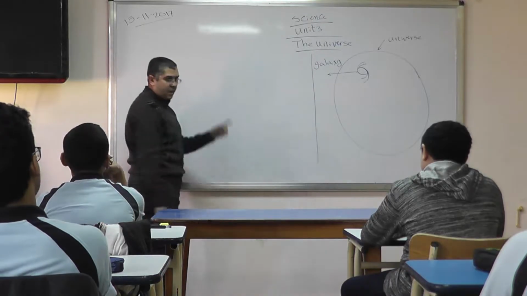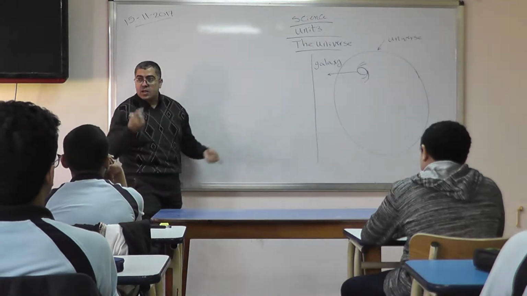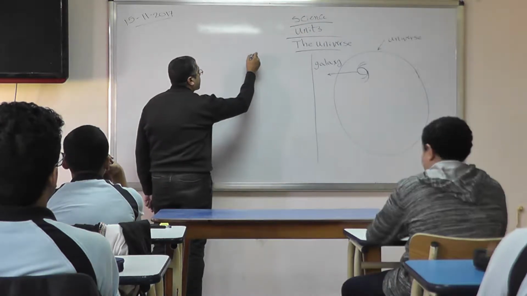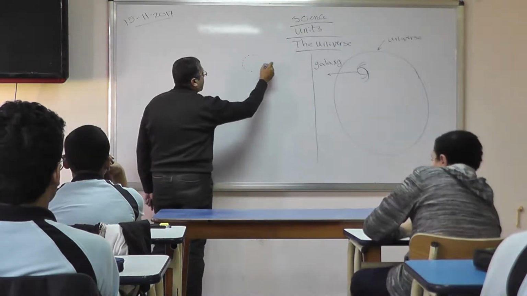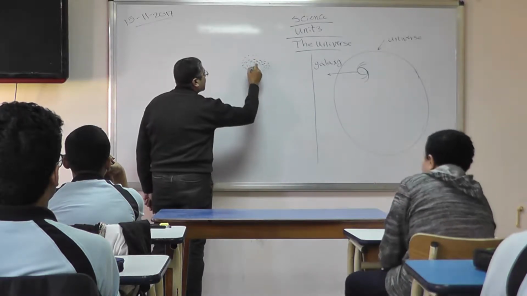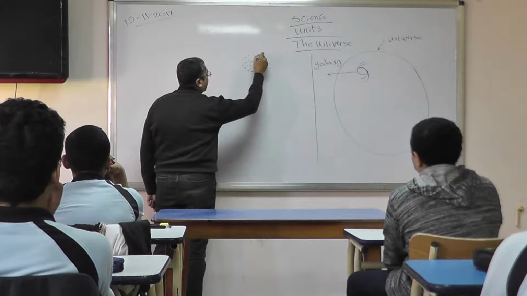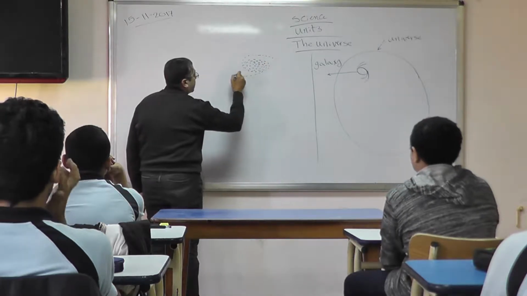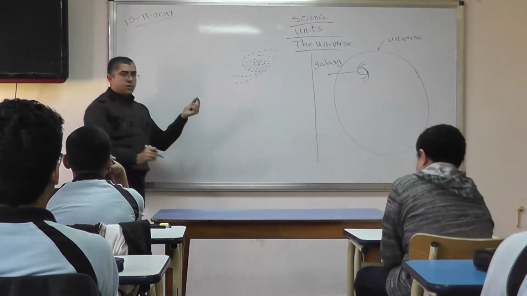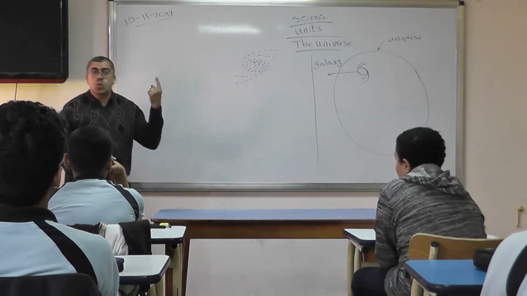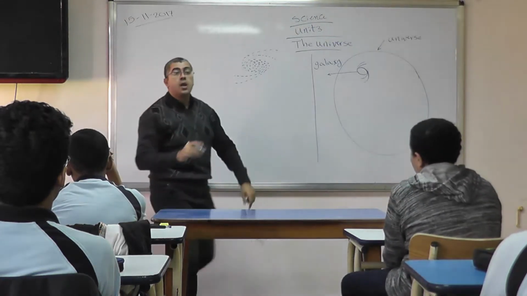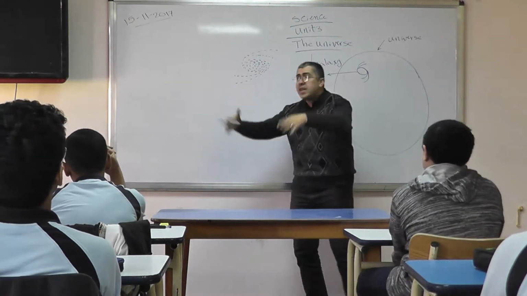If I take the shape of the galaxy to make an illustration, it is like this. This is the shape of the galaxy. It is an oval shape, and it has many, many dots, like this, here and here. Each point represents one star. How many stars do we have? Millions of stars or billions of stars.